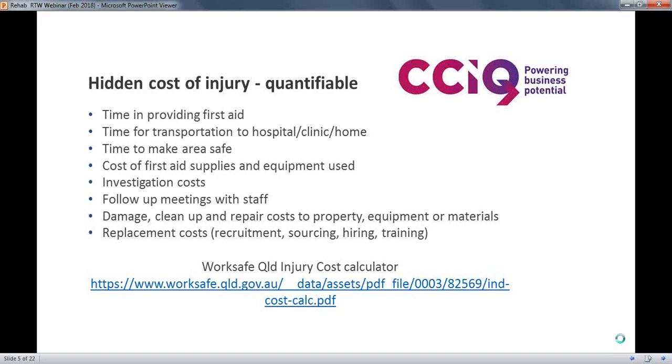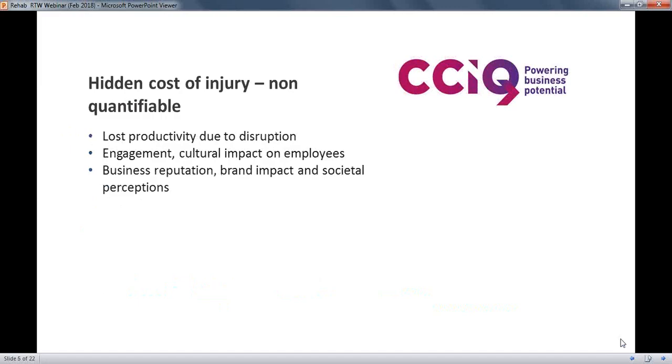Now, the non-quantifiables: lost productivity due to disruption, the employee engagement and the cultural impact that the incident may have had on other employees, colleagues, and sometimes unfortunately a business's brand reputation is impacted, and societal perceptions of that business.